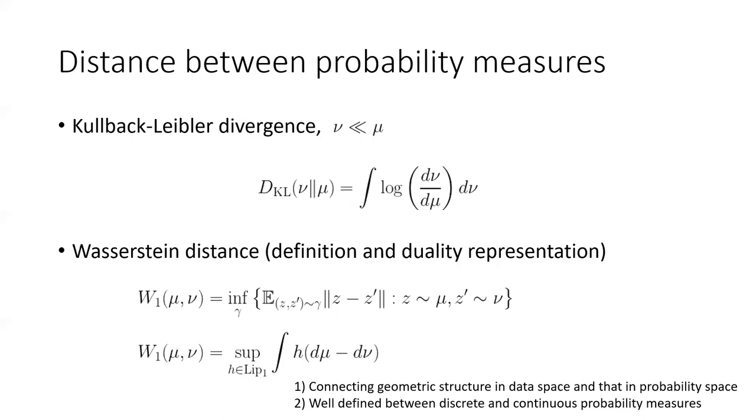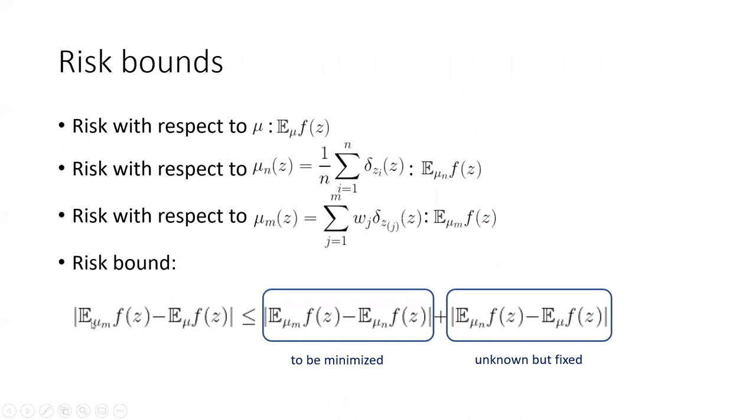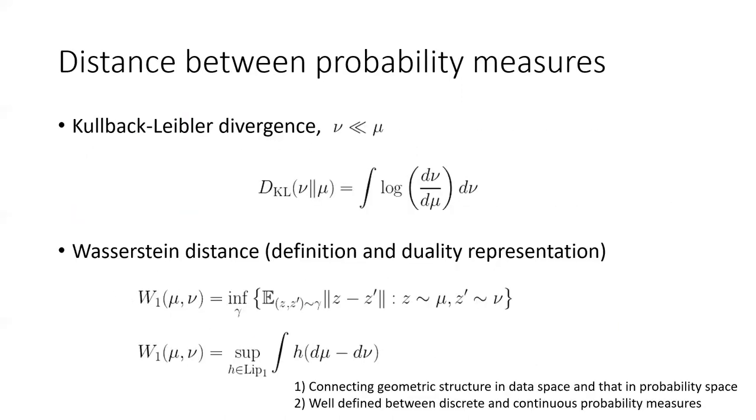And this is very important in establishing the risk bound, since here mu m is discrete and mu is assumed, in most general cases, to be continuous. And we want to bound this risk in terms of the Wasserstein distance. It's doable because the Wasserstein distance between a discrete measure and a continuous measure is well defined. However, other distance metrics like total variation or KL divergence are not that well defined.